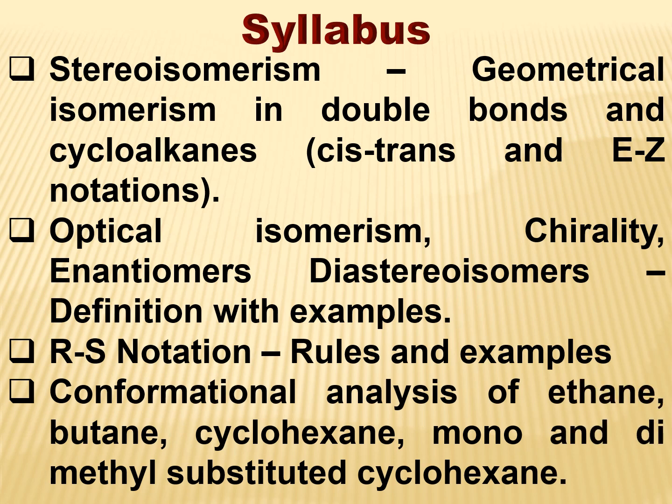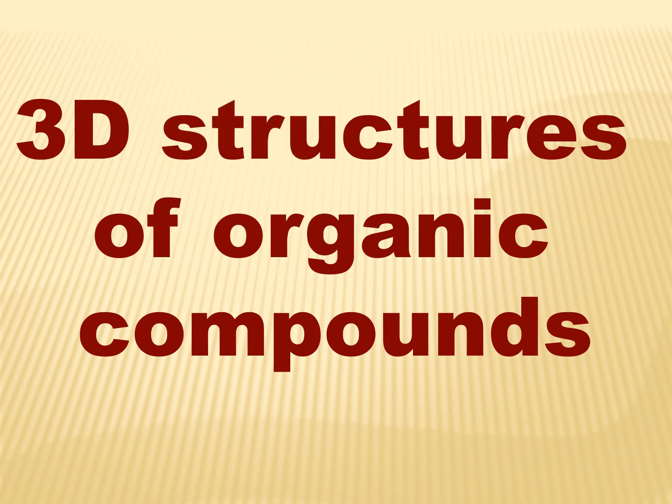Finally, we'll be seeing about conformational analysis using ethane, butane and cyclohexane as examples. And towards the end, we'll be discussing about methyl substituted cyclohexanes. So this is the syllabus for stereochemistry. Now before we start, let us first go into dimensional structures of organic compounds, because once you familiarize with this, it will be easy for our future discussions.